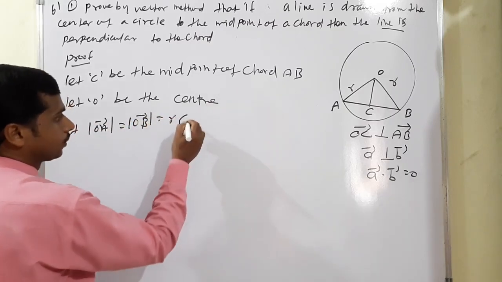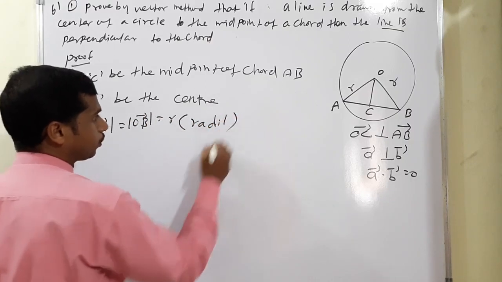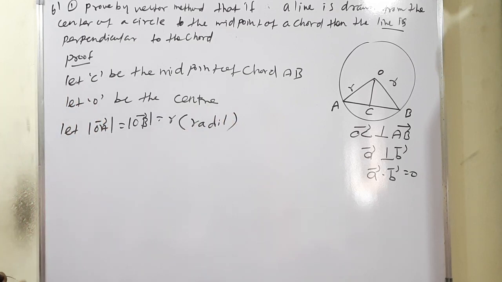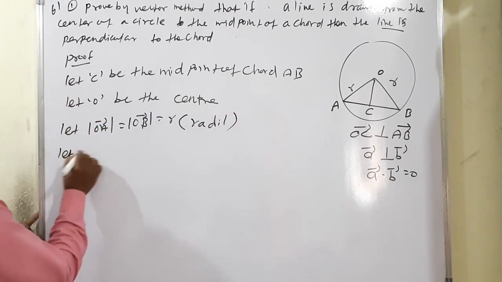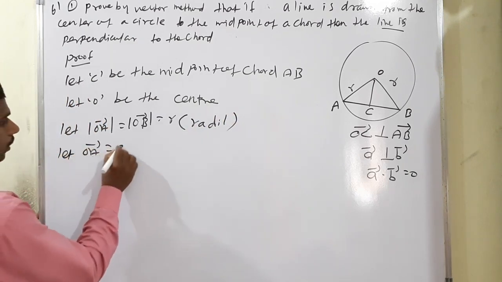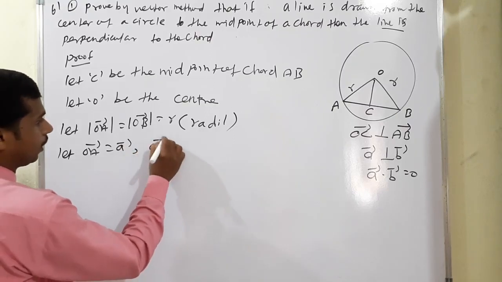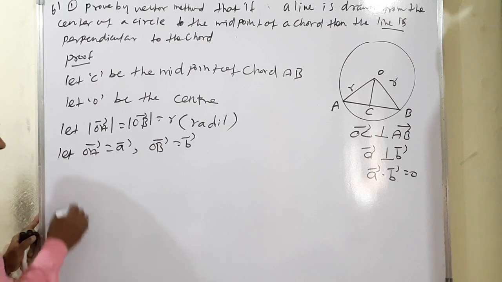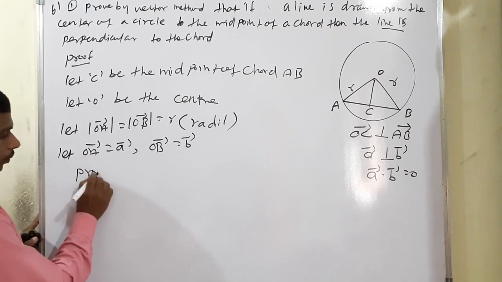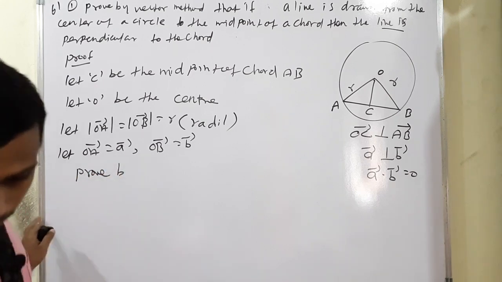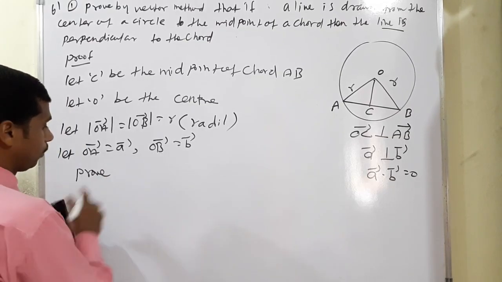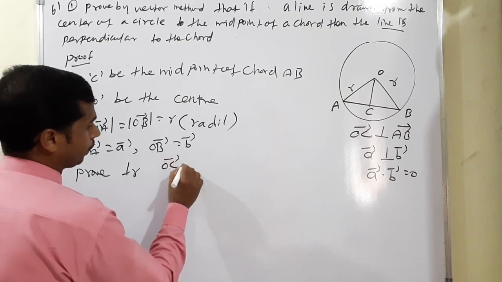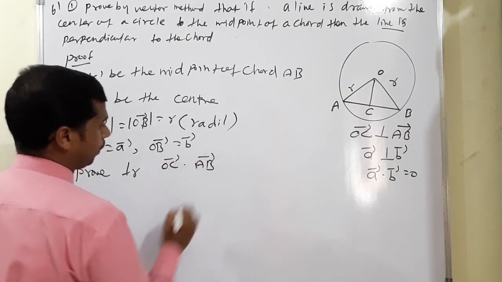Both sides, the radius is there, so that's why I can write radii, the plural form of radius. Both sides R is there. Then again let OA vector be A vector, and OB vector be B vector. Now what we have to prove? Prove OC vector dot AB vector is perpendicular.